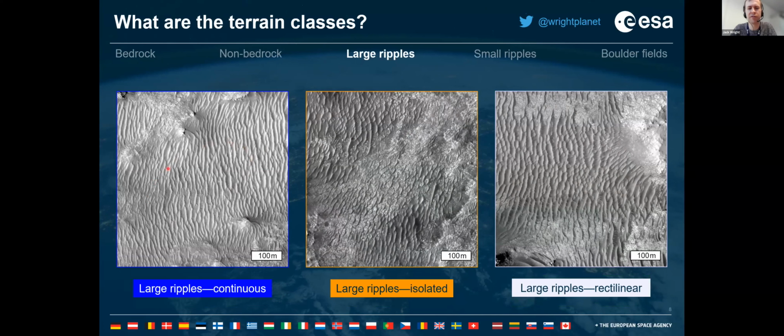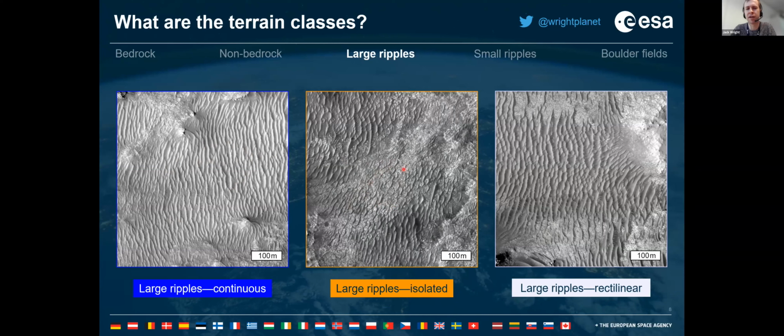Here's a field of large continuous ripples. So by continuous, we mean that they join pretty much and cover the whole area that you can see. And by large, these are features that are more than 5 meters across. And then you can see the same features, but isolated from each other in the middle of this frame.